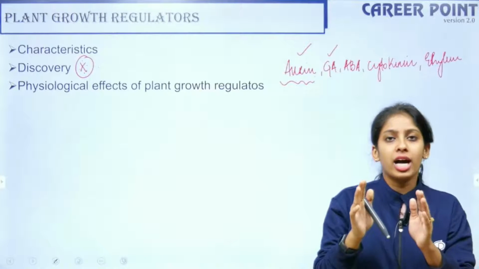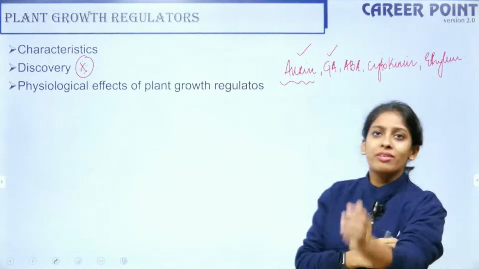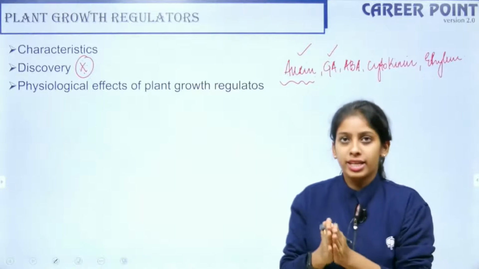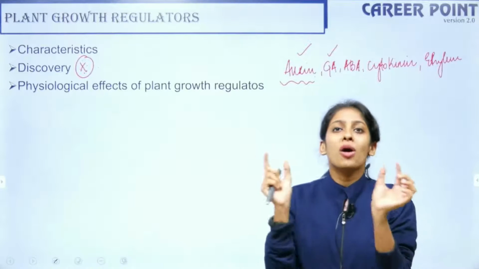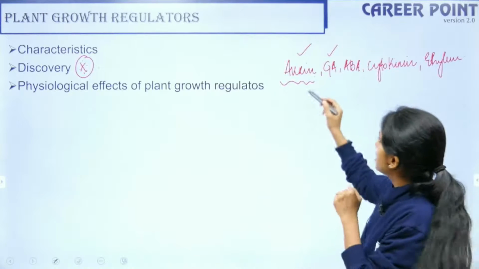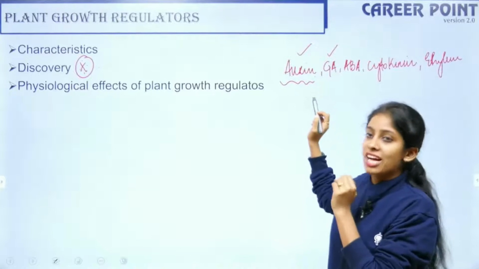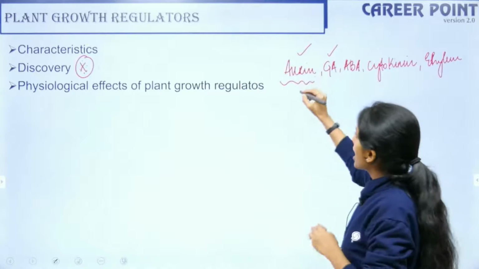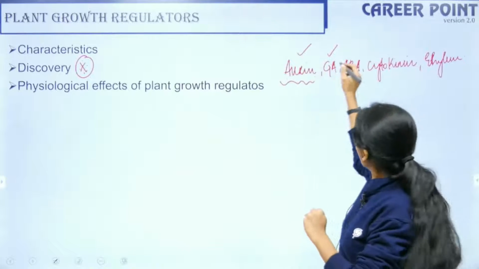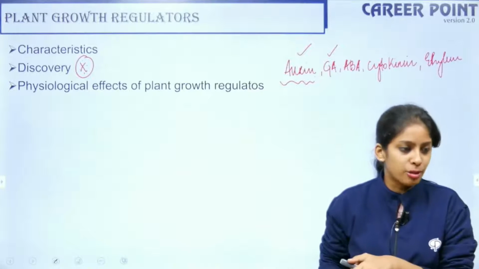First we will read about each particular plant growth regulator, and then I will tell you how to compare. For example, this enables the lateral growth. So let's see one thing. This helps in the growth of the plant. Even your GA also helps in the growth of the plant.